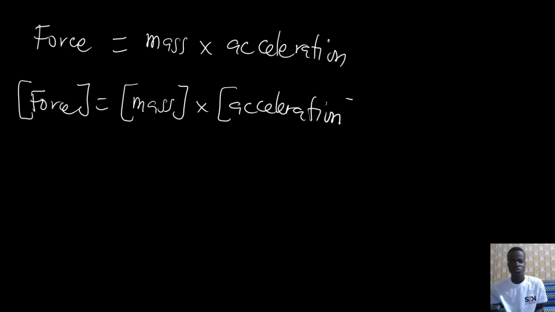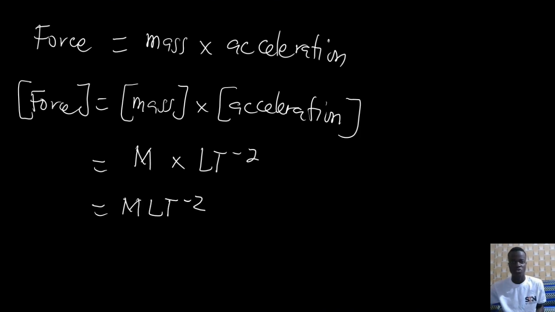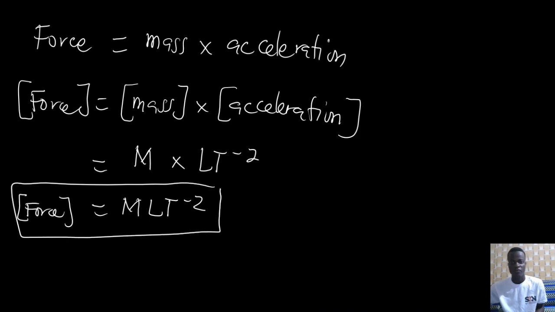So now if you do that, mass is capital M, right? And acceleration, what did we have? We had LT to the power negative 2. So it's the same thing. If we bring all of them together, you have MLT to the power negative 2. So this is the dimension of force. This is what we have currently.